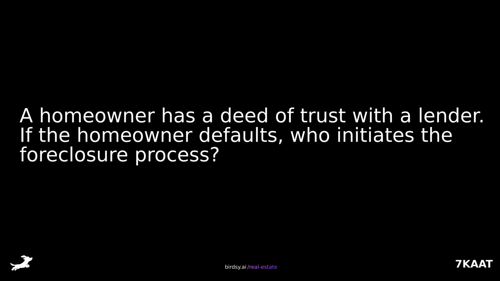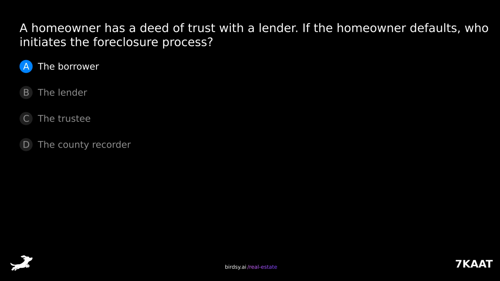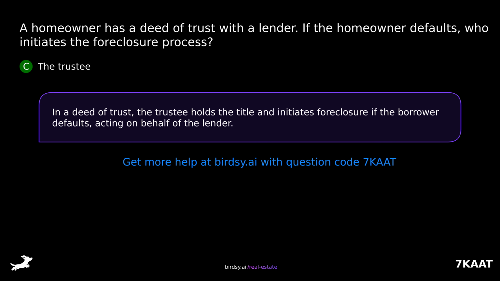A homeowner has a deed of trust with a lender. If the homeowner defaults, who initiates the foreclosure process? Is it A, the borrower, B, the lender, C, the trustee, or D, the county recorder? The answer is C, the trustee. In a deed of trust, the trustee holds the title and initiates foreclosure if the borrower defaults, acting on behalf of the lender.